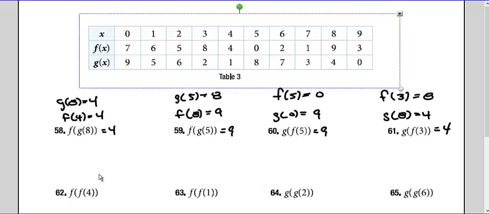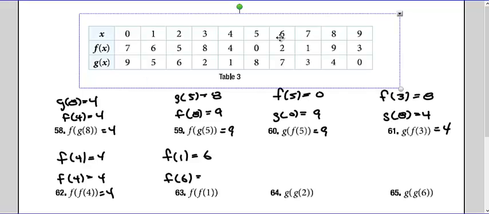Now these are the ones where we do both of them with the same function. So we do f of 4. So f of 4 is 4. So we do f of 4 again, because this number is that number. So we know that's 4. Okay, so f of 4 is 4, but then so this is 4. Then we do f of 1. So f of 1 is 6. And then we do f of 6.